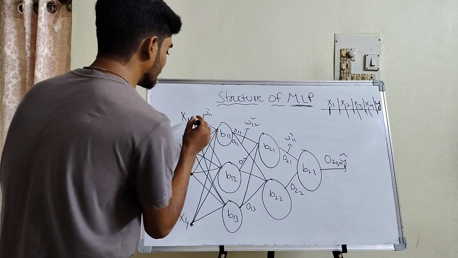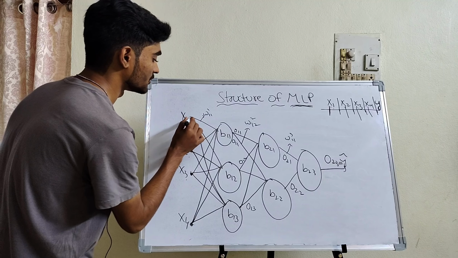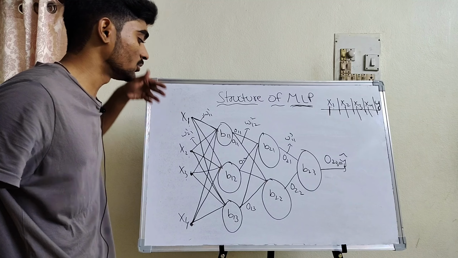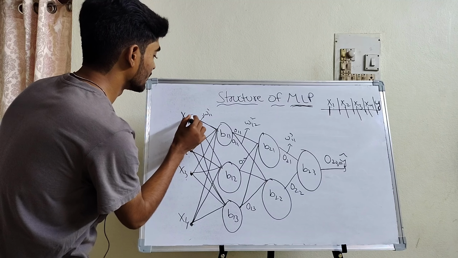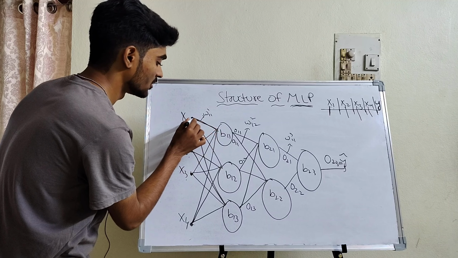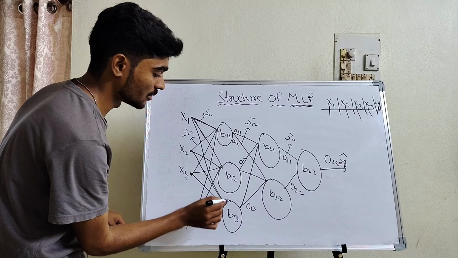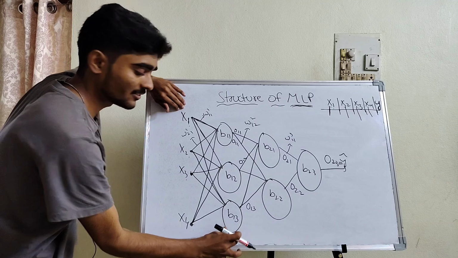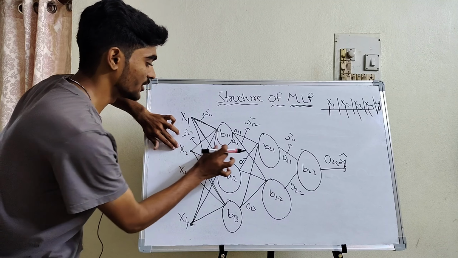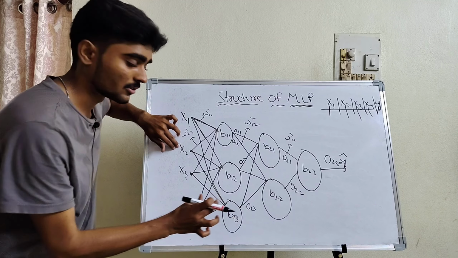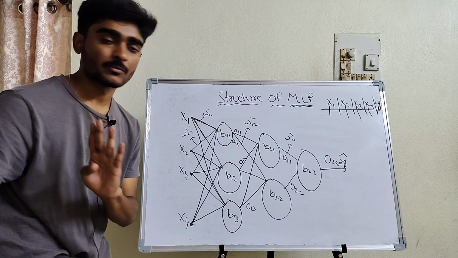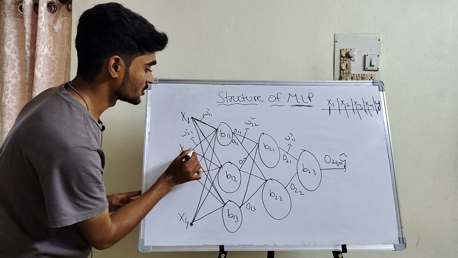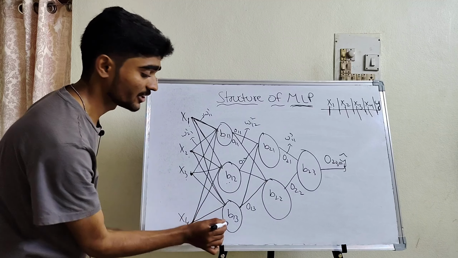Next, we give connections. As we have to feed each input to each and every node, we have connections to this node, this node, and this node as well. From x1, data must be fed to this node, this node and this node. Similarly, x2 data must be fed to these three nodes, and similarly in the case of x3 and x4.